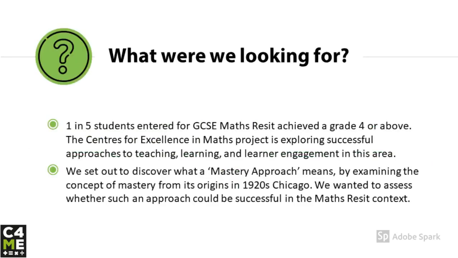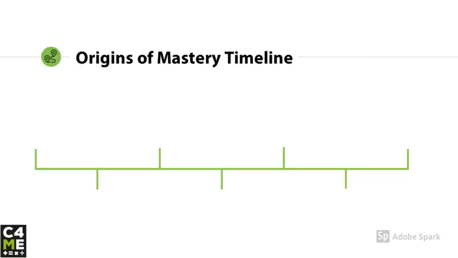So our first step was setting out to discover what a mastery approach actually means. And we ended up starting back in 1920s Chicago. The Winnetka Plan, formulated by American educator Carlton Washburn in Chicago, looked at ways of developing a curriculum for the whole child and individualized instruction to fill gaps in that child's knowledge.